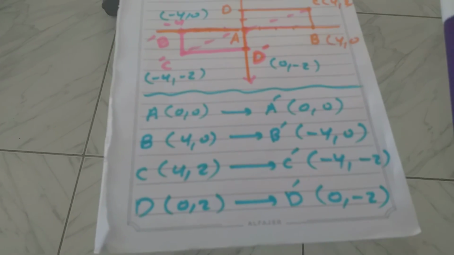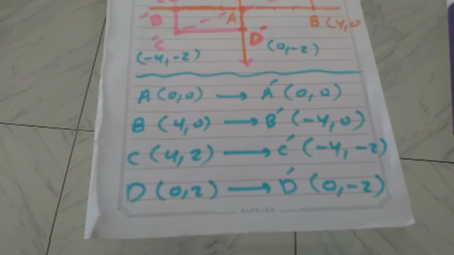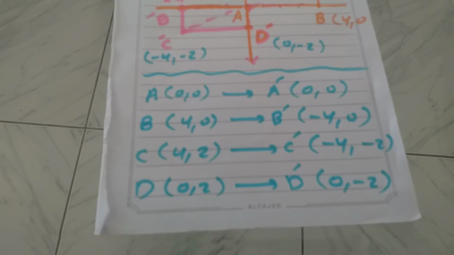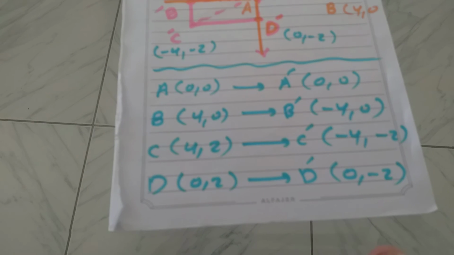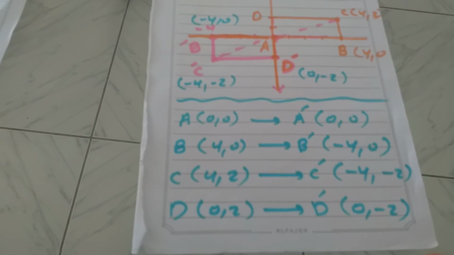So in dilation, when k equals negative 1, there is no change in size, but there will be a change in position. This is the idea of dilation. Thank you.